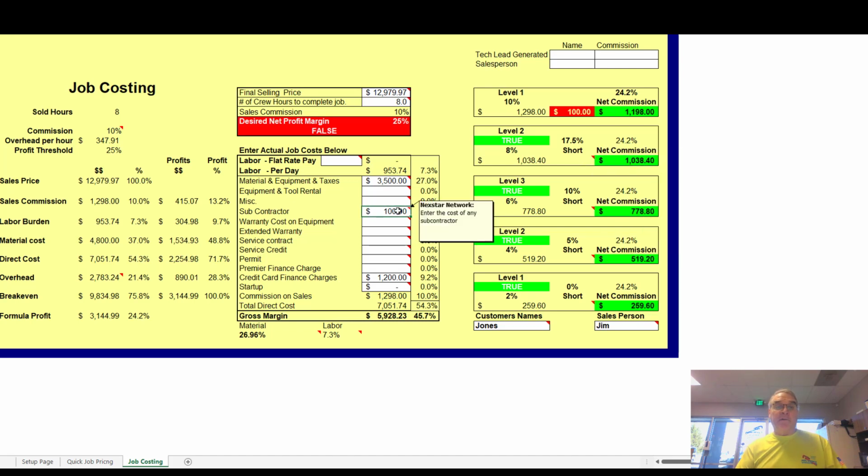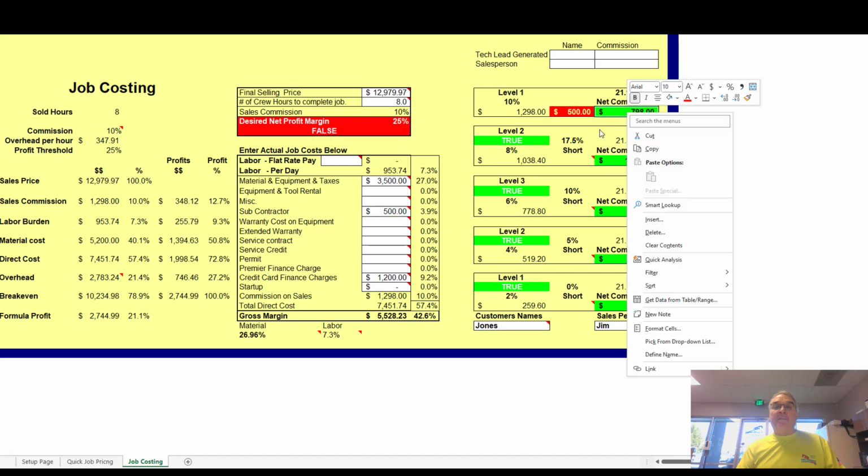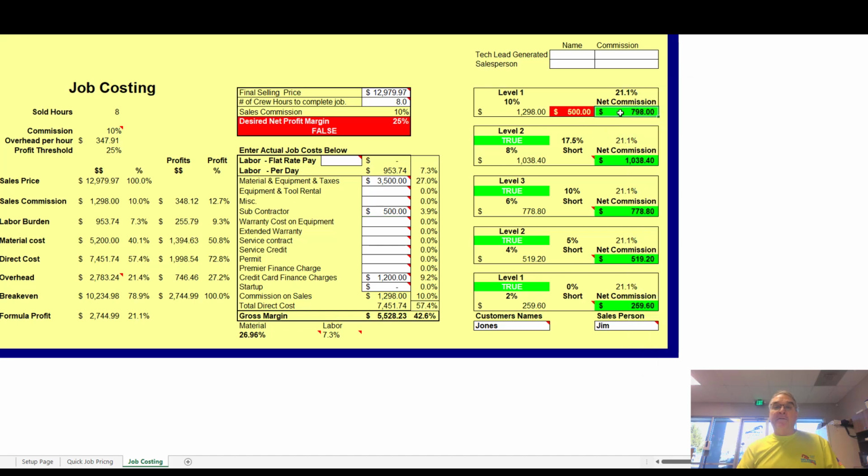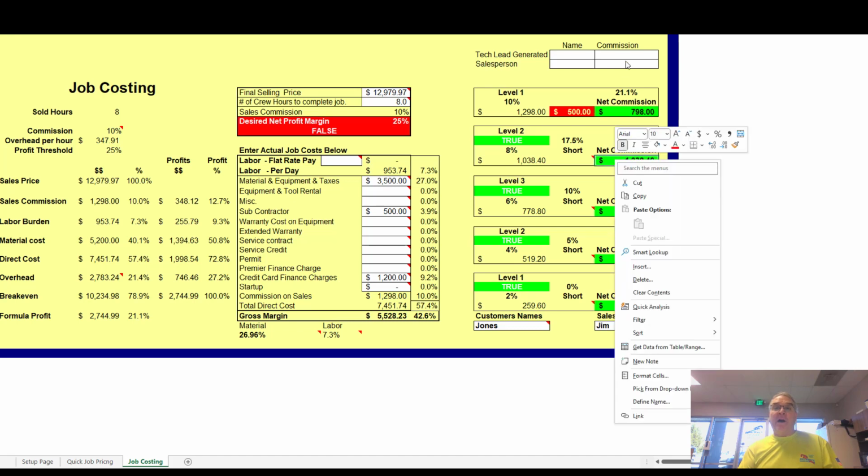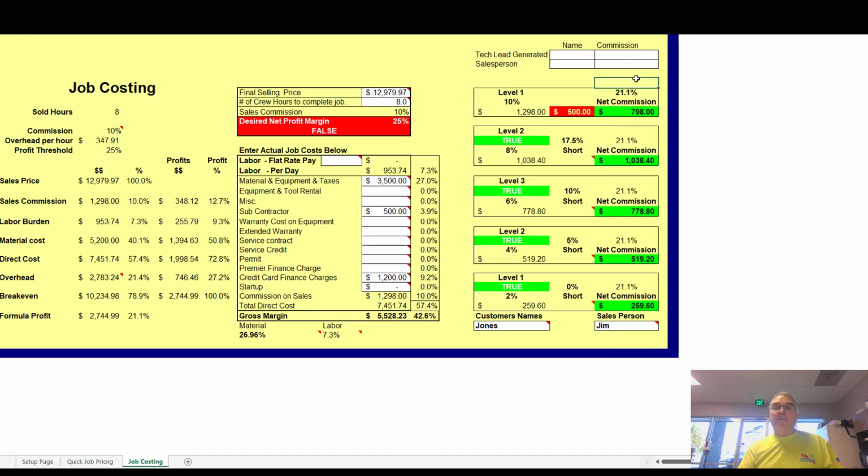So let's say that subcontractor was a $500 subcontractor. All right, so your $500 subcontractor made your 10% commission look bad because now you're at $798. Well, that drops you down to an 8% commission. So now you're at $1,038. So you're getting paid the greater amount in these columns. I don't know why that did that, but in these columns you're going to get paid the greater amount. So it's a sliding scale from 10% to 8% to 6% commission to 4% commission to 2% commission.